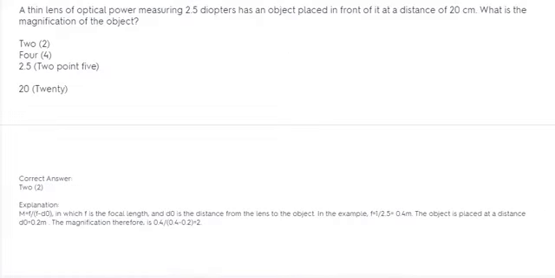A thin lens of optical power measuring 2.5 diopters has an object placed in front of it at a distance of 20 centimeters. What is the magnification of the object? 2, 4, 2.5, 20. Correct answer: 2. Explanation. M equals f / (f - d0), in which f is the focal length and d0 is the distance from the lens to the object. In the example, f equals 1 / 2.5 equals 0.4 m. The object is placed at a distance d0 equals 0.2 m. The magnification therefore is 0.4 / 0.2 equals 2.